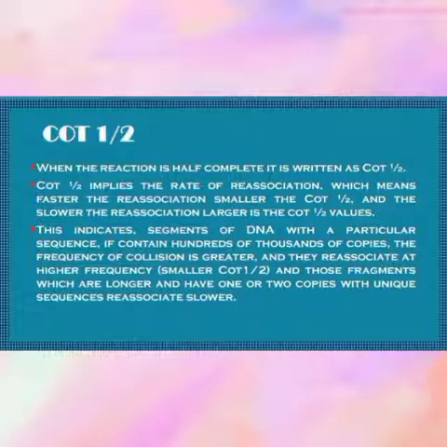So this indicates that segments of DNA with a particular sequence, if they contain hundreds of thousands of copies, the frequency of collision is greater and they reassociate at higher frequency. As I have told you, in that case, COT half value is smaller. And those fragments which are longer and have one or two copies with unique sequences reassociate slower. So COT half of a reaction therefore suggests the total length of different sequences present in the genomic DNA.